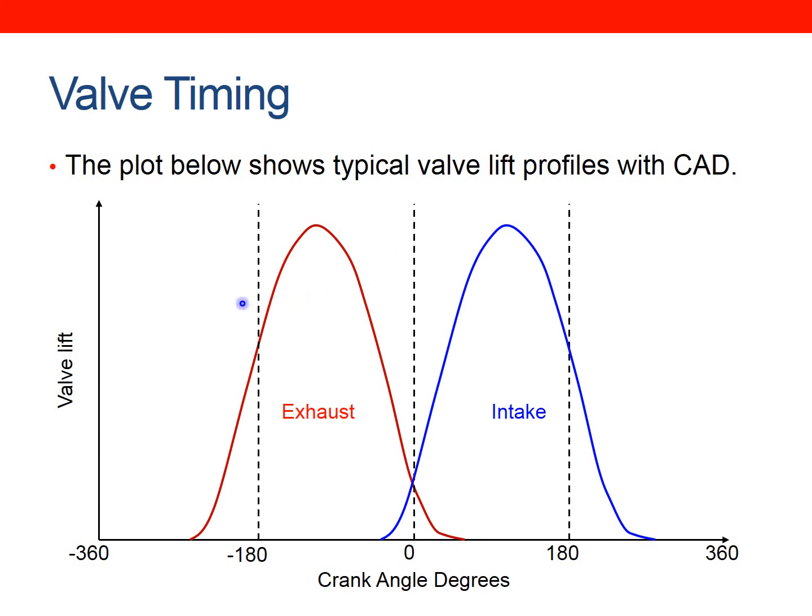This plot shows a typical valve lift profile with crank angle degrees. So we're going from top dead center through to 360, back up to 360, and back round to top dead center. We've got valve lift plotted up here for the exhaust valve and the intake valve. So you can see the exhaust valve opens before bottom dead center. It opens, it closes, and the intake valve opens before the exhaust valve shuts, reaches its high valve lift and comes back down.